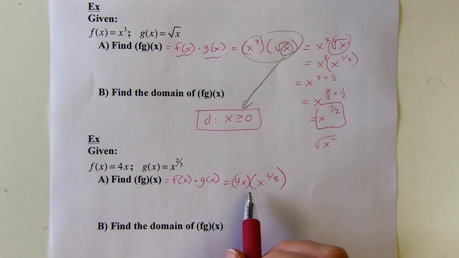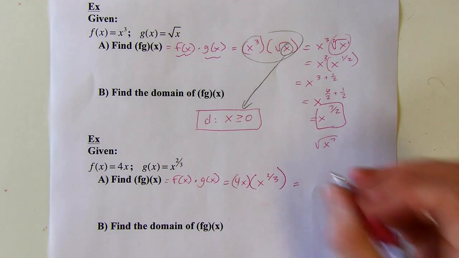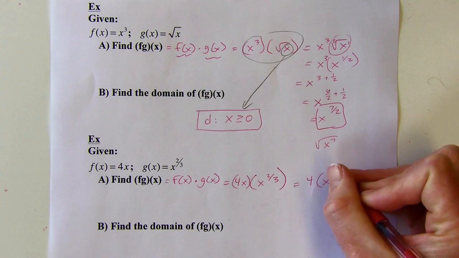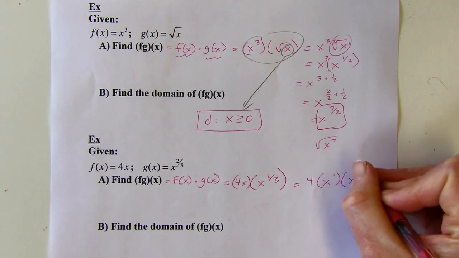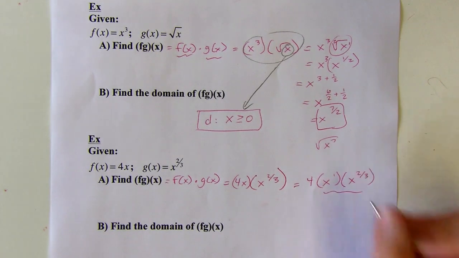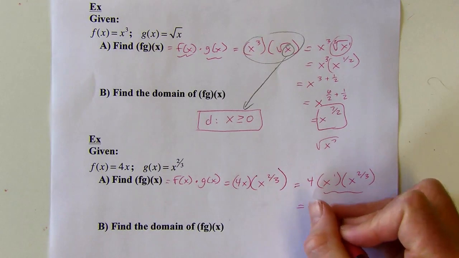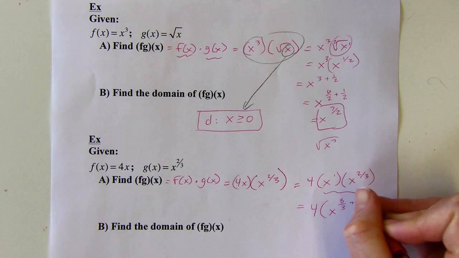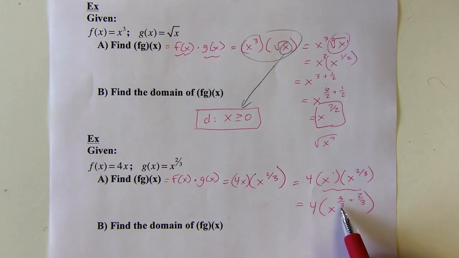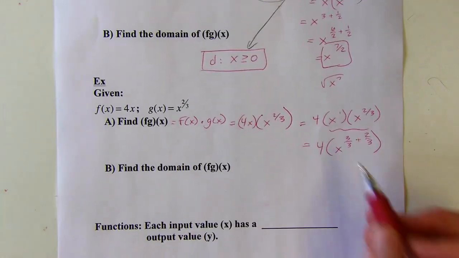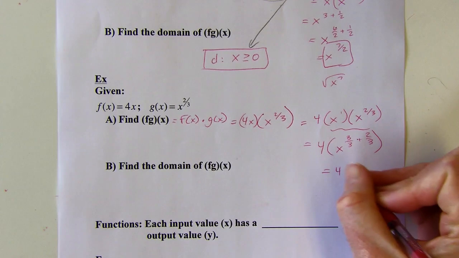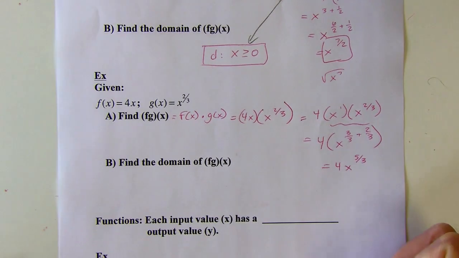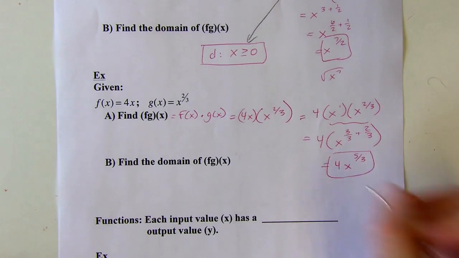Okay, so looking at this, you can think of this as 4 times x to the 1st times x to the 2/3, right? And that means I can combine these two pieces. So I just rewrote the 1 as 3/3 so that I'd have a common denominator here. And then I've got 4x to the 5/3. Okay, so that's a good way to simplify that.